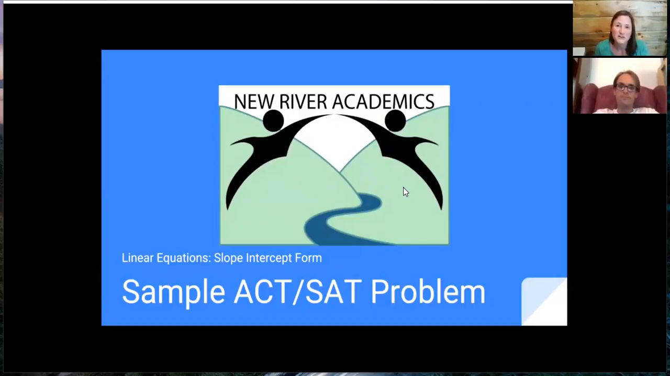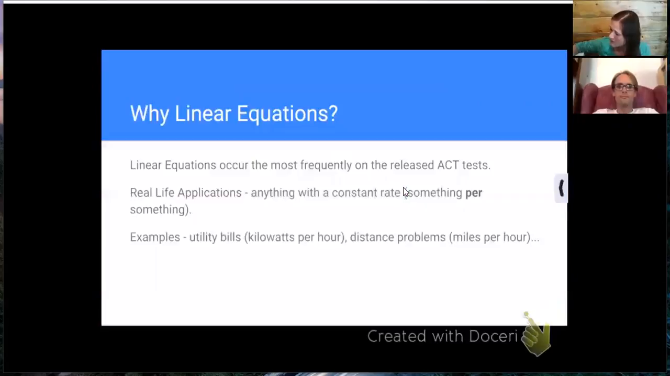We want to introduce you to our first video lesson. It's a sample ACT problem on linear equations in slope-intercept form. We picked this as our first topic because linear equations occur most frequently on the released ACT tests, and they occur often in real life. Anytime you've got a constant where it's something per something, for example, kilowatts per hour or miles per hour, you've got a linear equation on your hands.